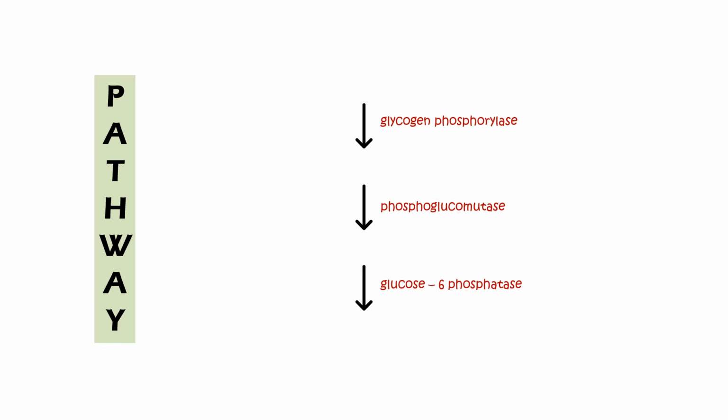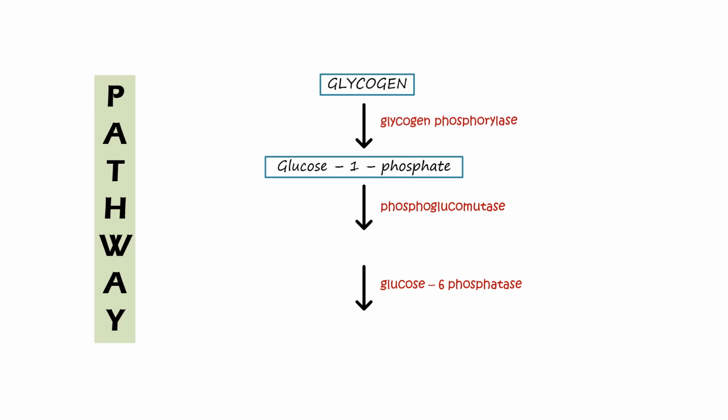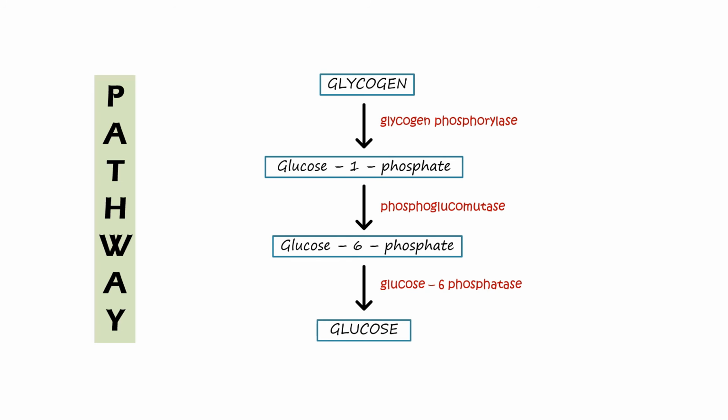Here is the process of glycogenolysis. In the liver, glycogen is converted to glucose 1-phosphate by the enzyme glycogen phosphorylase. Then, glucose 1-phosphate is converted to glucose 6-phosphate by the enzyme phosphoglucomutase. The liver tissue also houses the enzyme glucose 6-phosphatase, which converts glucose 6-phosphate into free glucose that is secreted into the blood, thereby restoring blood glucose levels to normal.